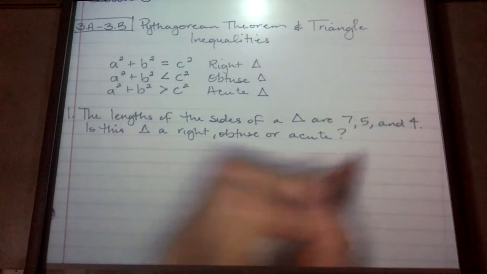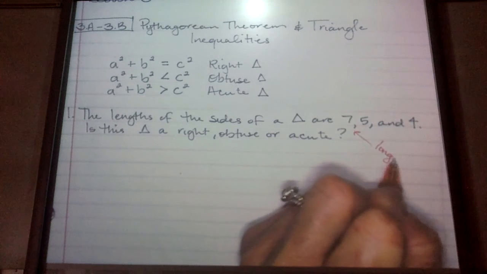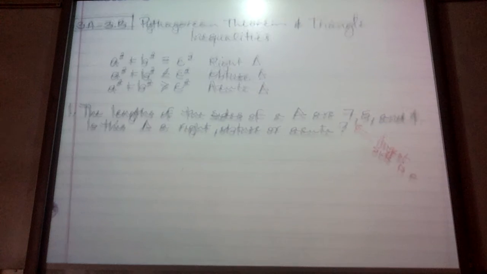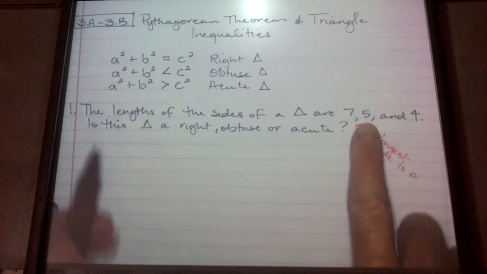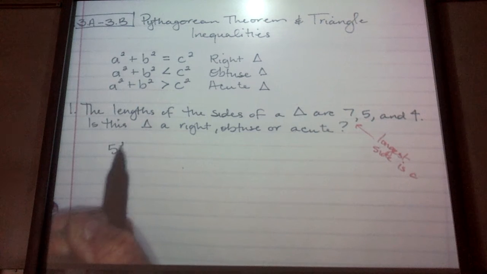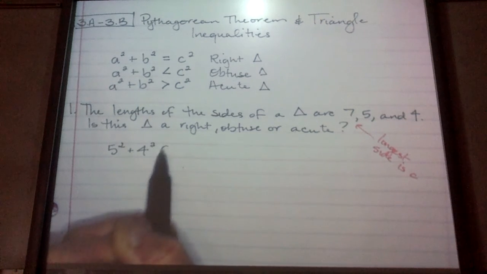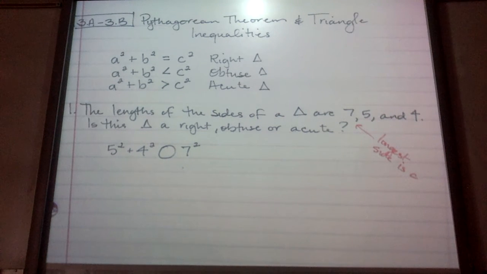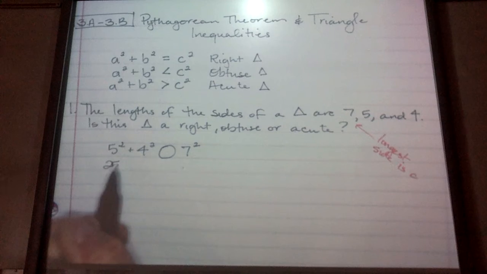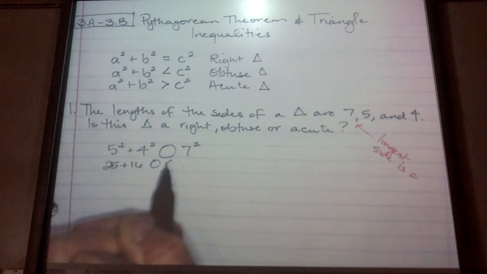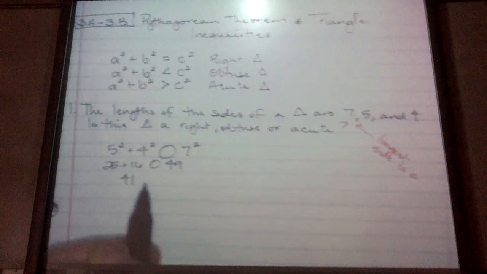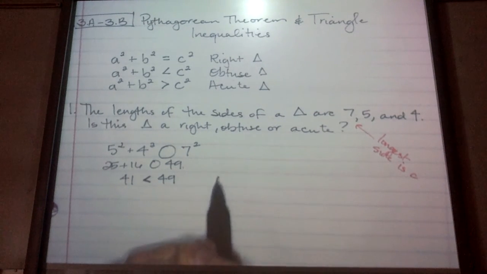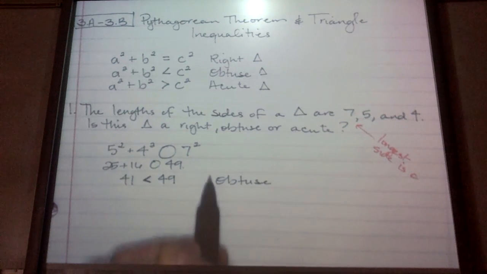Now, when you do these problems, remember that the longest side is always C. So whatever the largest number is, I know that is C. And it doesn't matter what order you put the other two legs. So 5 squared plus 4 squared, I'm going to leave this open, is to 7 squared. I'm going to calculate it first before I put a symbol in there. So 25 plus 16 is to 49. Add these together. 41 is actually less than 49. So according to what I wrote up above, this is an obtuse triangle.